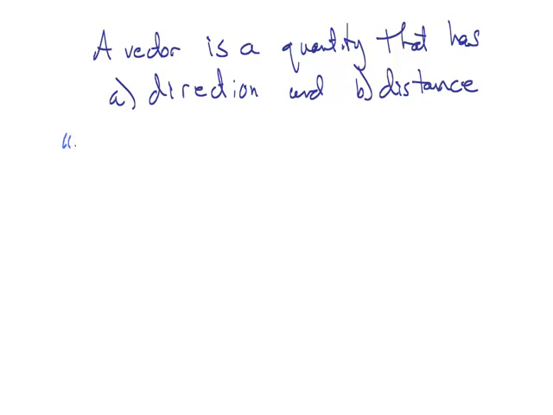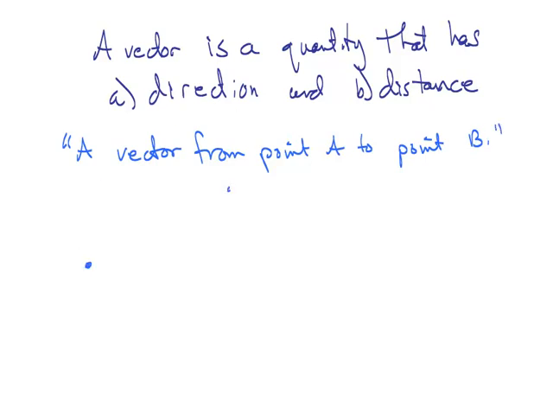So if I make this statement that I have a vector that is going from point A to point B, then I know, if I know where point A and point B are, the direction and distance of this vector. It's just going to be this vector right here that starts at A and ends at B. I wouldn't say a vector between A and B because I wouldn't know which way to go. So there's a vector that goes from point A to point B.